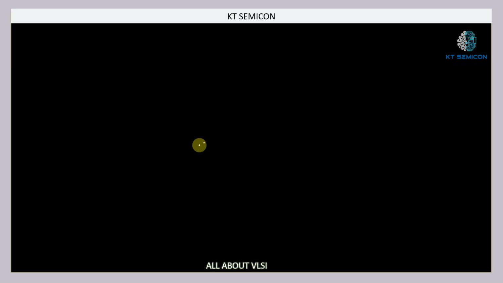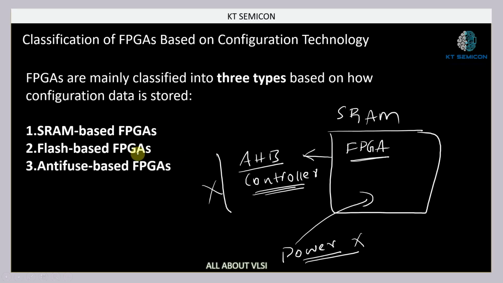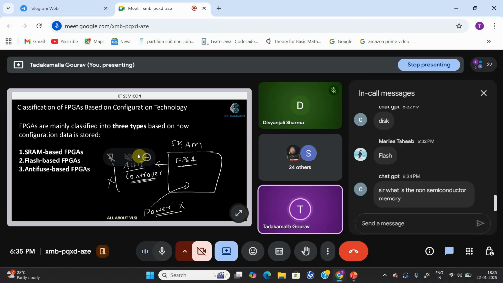So this was about volatile memory and non-volatile memory, and SRAM based, flash based, and antifuse based. Is it clear for everyone? Any doubts or any queries? Please let me know in the chat box.